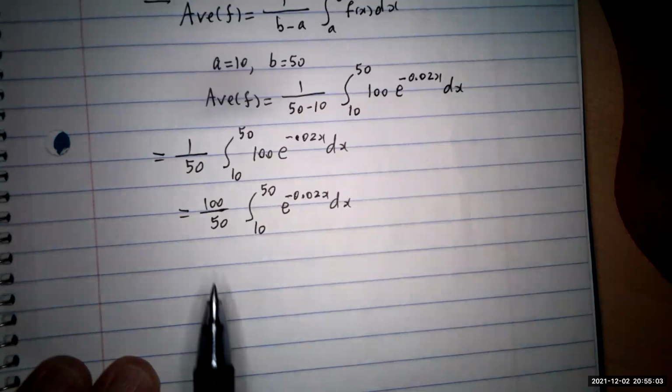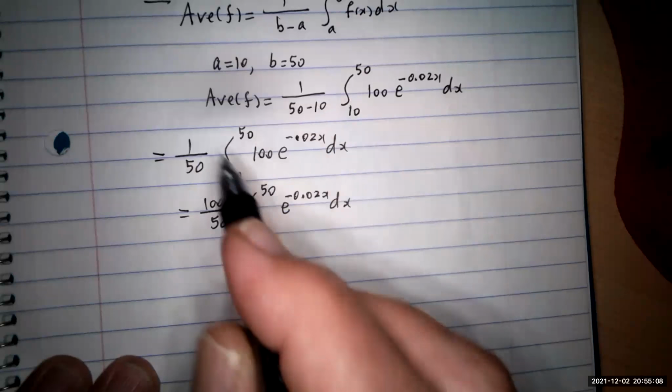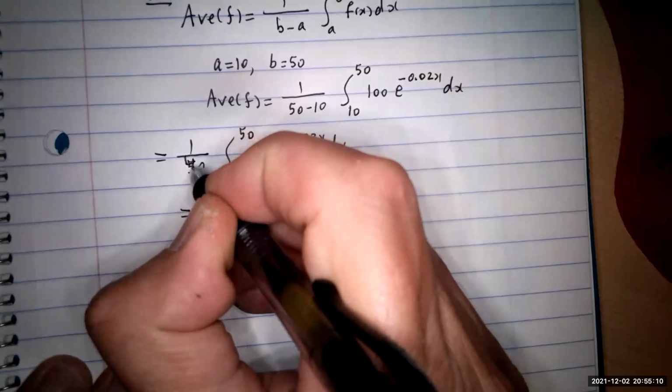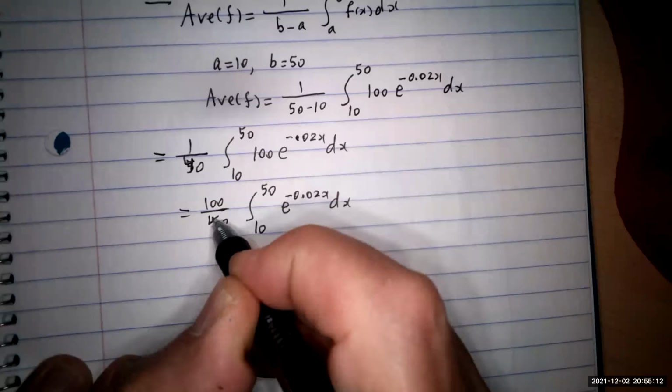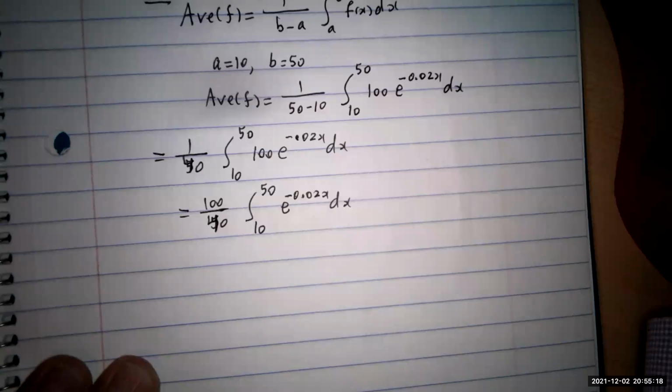Oh yes, this is 40. Yes, this is what you mean. 50 minus 10 would be 40. Yes, thank you, Charles. Yes, that is 100 over. Okay, thank you. So it's 100 over 40.